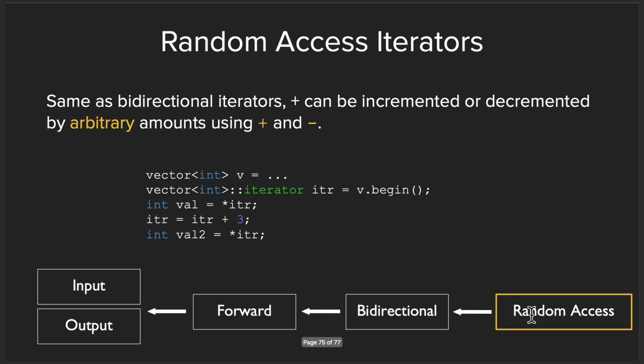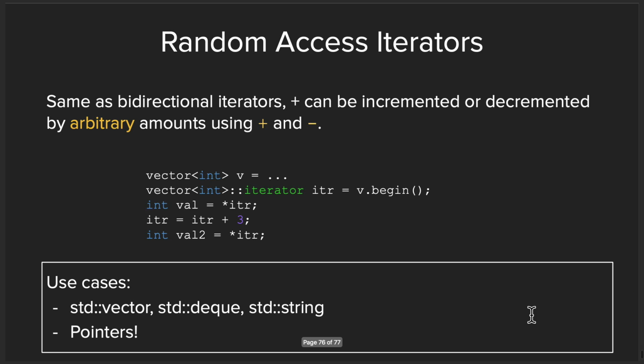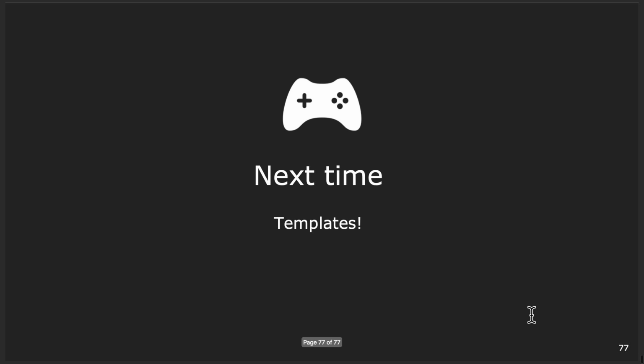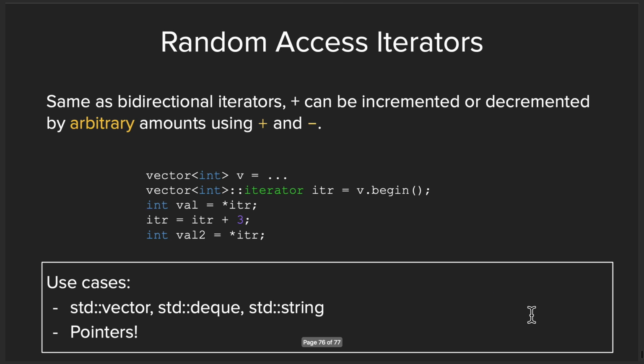And then finally, random access. These are the most powerful. These are the ones where you can increment or decrement by arbitrary amounts, like 3 or half of the size. Vectors, deques, and strings all define these. It actually turns out pointers are also a type of random access iterator. So that covers all of our 5 types. Does anyone have any questions?